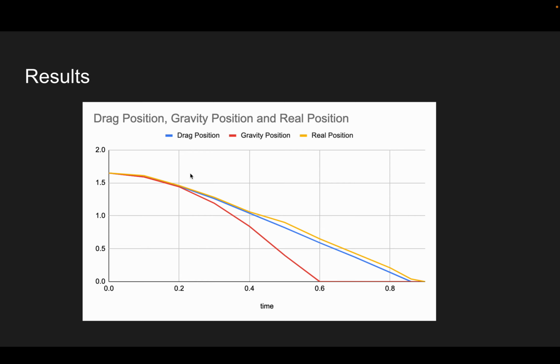And these are my real results. You can see the real position and the drag position were very, very close. In fact, they're all very close until about 0.2 seconds, after which, as velocity grows in the drag model and in the real world, there's going to be more of a difference because the drag force increases as velocity increases.